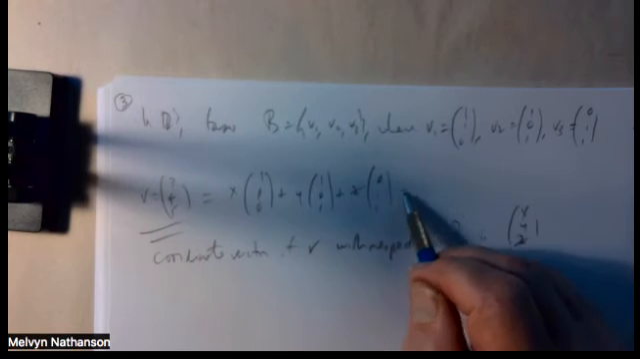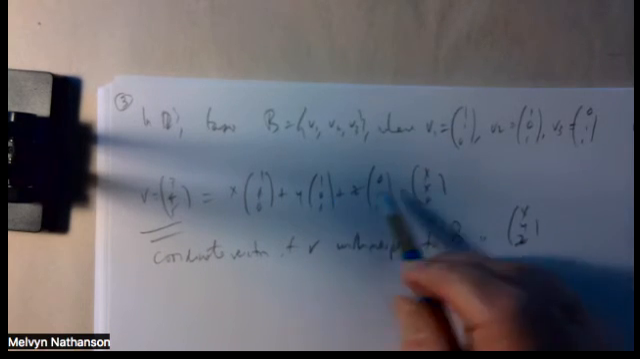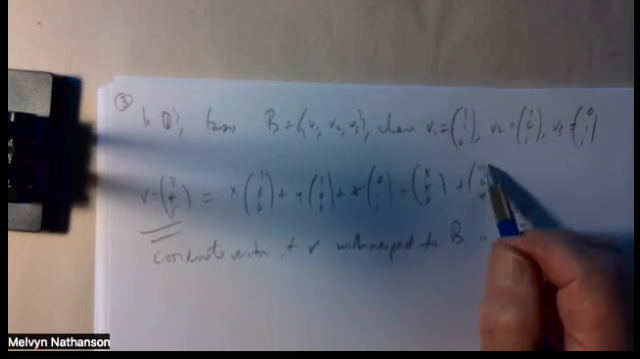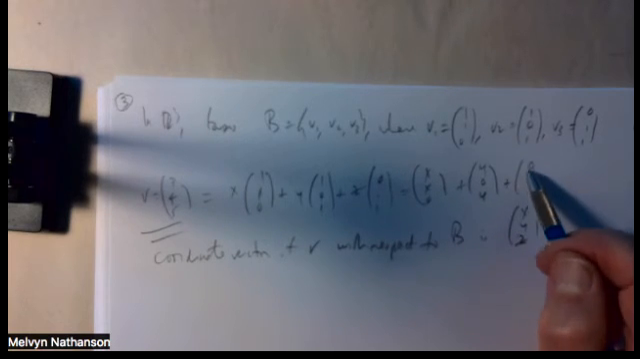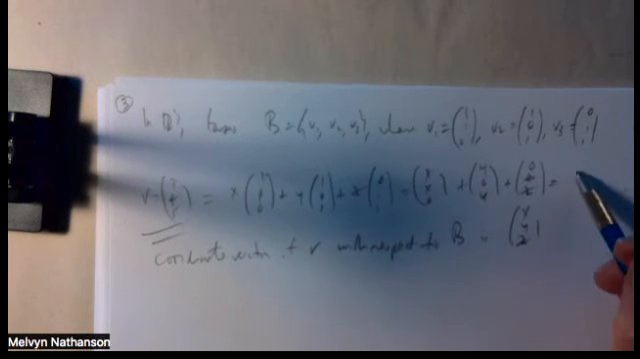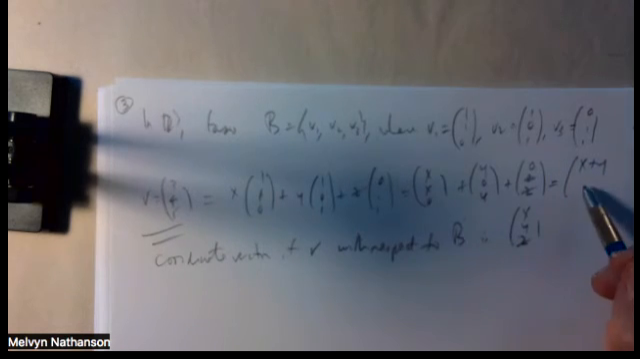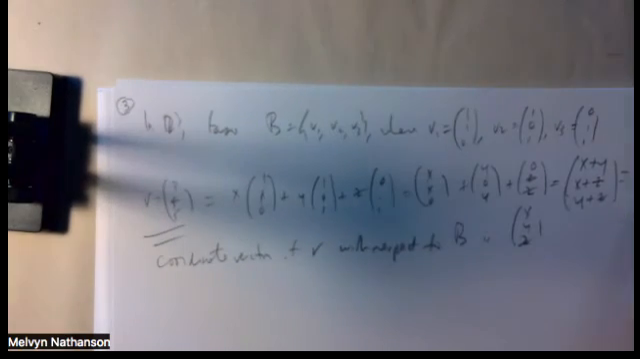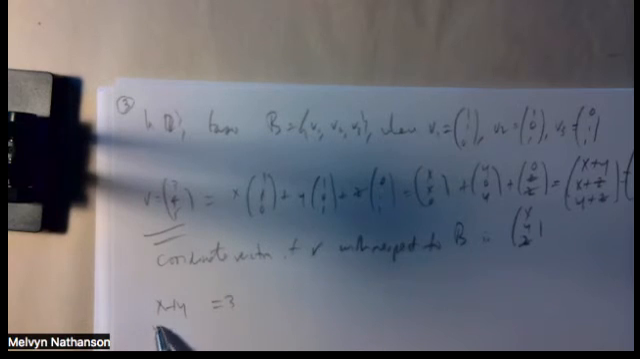X times this first vector is (x, x, 0). This is the vector (y, 0, y). And this is the vector (0, z, z). So I get (x plus y, x plus z, y plus z). And that's supposed to equal (3, 4, 5). So I have to solve the equations: x plus y equals 3, x plus z equals 4, y plus z equals 5.